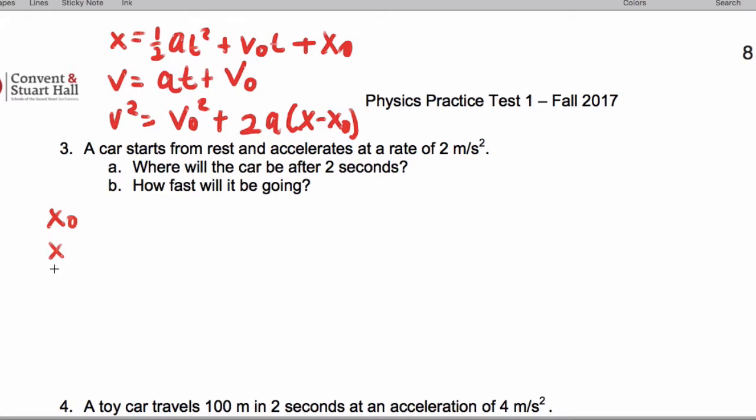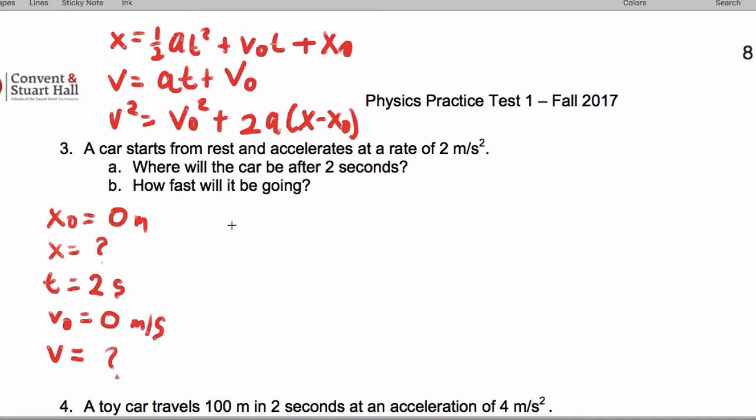So let's actually write out every letter that we have. So we start at a position of 0. That's always an assumption. We don't know where we're going to end up. We know that 2 seconds of time pass. We know that it starts at a speed of 0 meters per second. And we don't know the final speed. So we want to know where the car will be after 2 seconds.